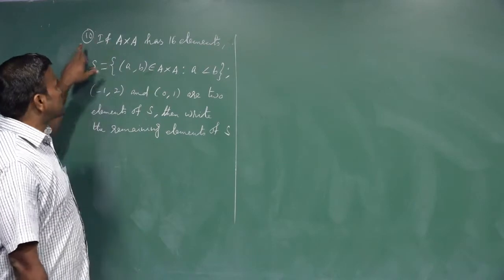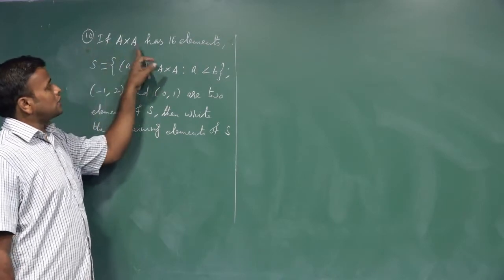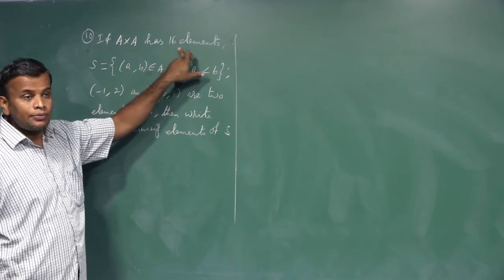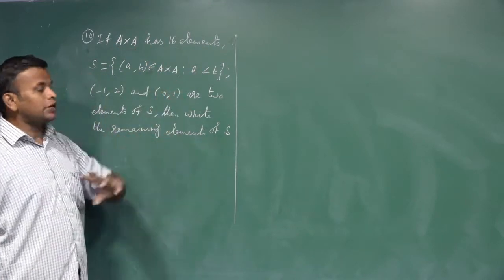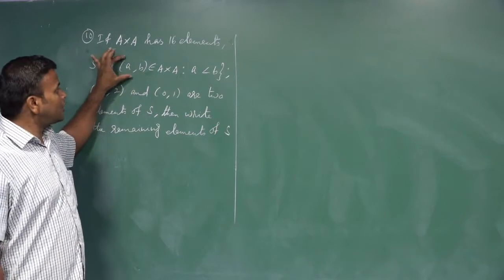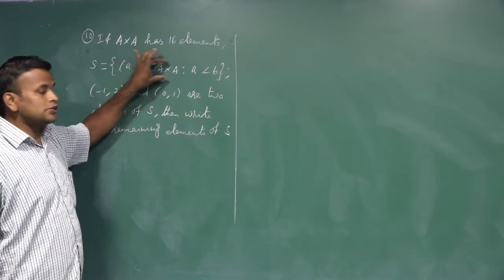The next question is the 10th one. If A cross A has 16 elements, the Cartesian product of these two sets has 16 elements, and one set is defined as S. S is a set. It contains ordered pairs a comma b that belong to A cross A.